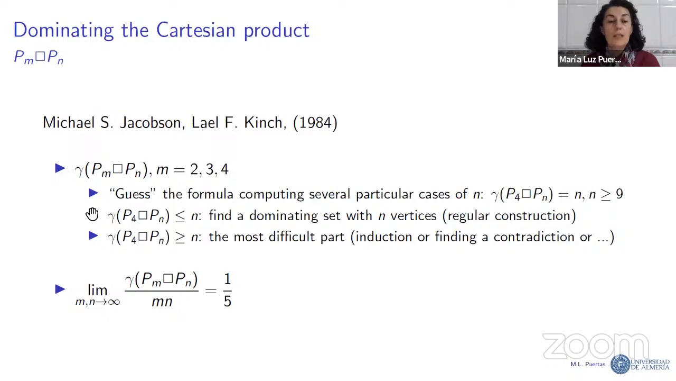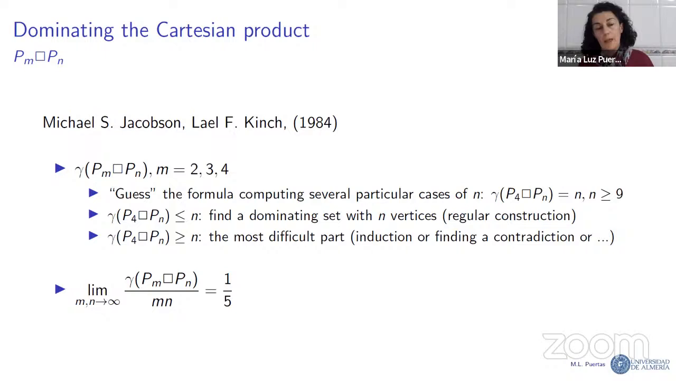The upper bound is the easy part, because to prove that the domination number of a graph is less or equal than something, you have to find a dominating set with that number of vertices, in that case with n vertices. And maybe you can do it better, but at least you know that the domination number is at most n. Here n is any size, at least 9. The construction needs to be regular because you need to extend to any size. So try to find a regular construction of a dominating set with that number of vertices, in that case, n vertices. And now the most difficult part is to try to prove that you cannot do it better, that you need at least n vertices.